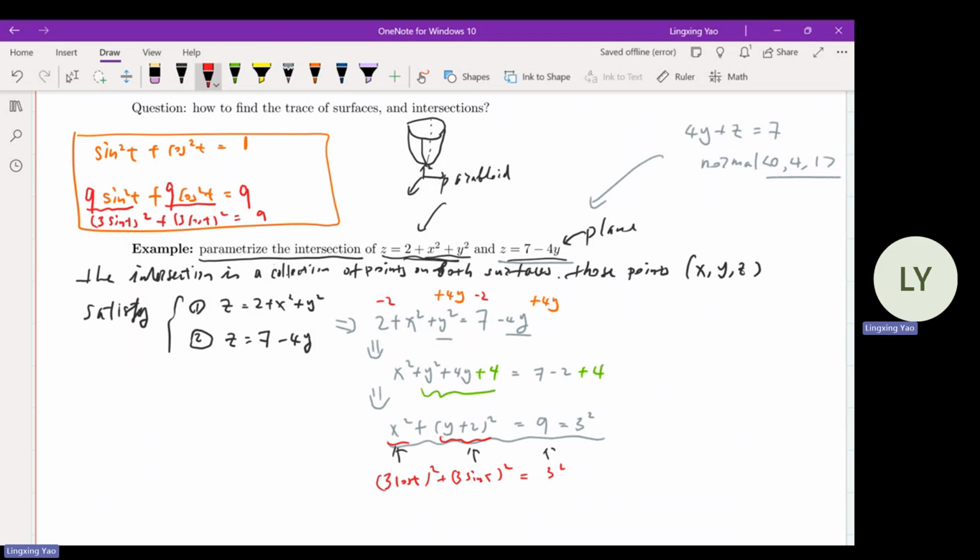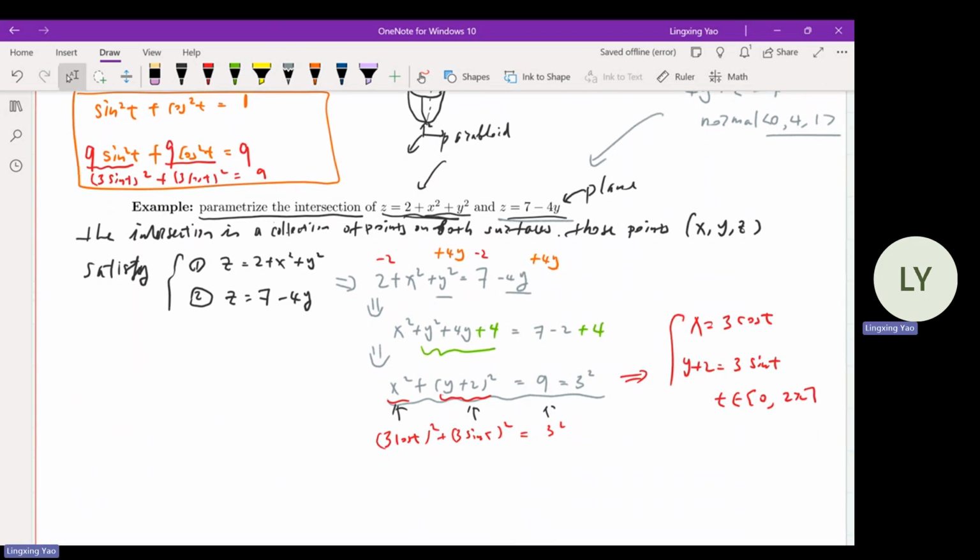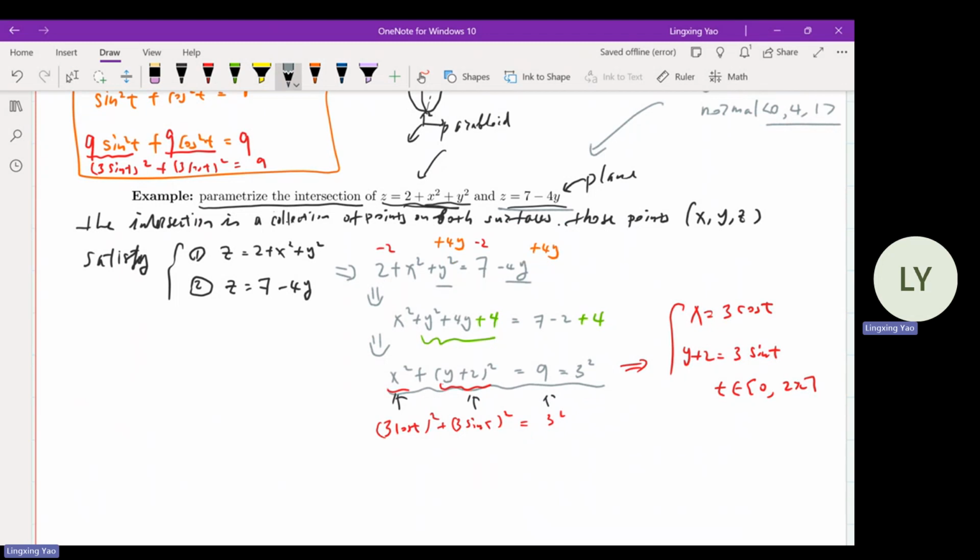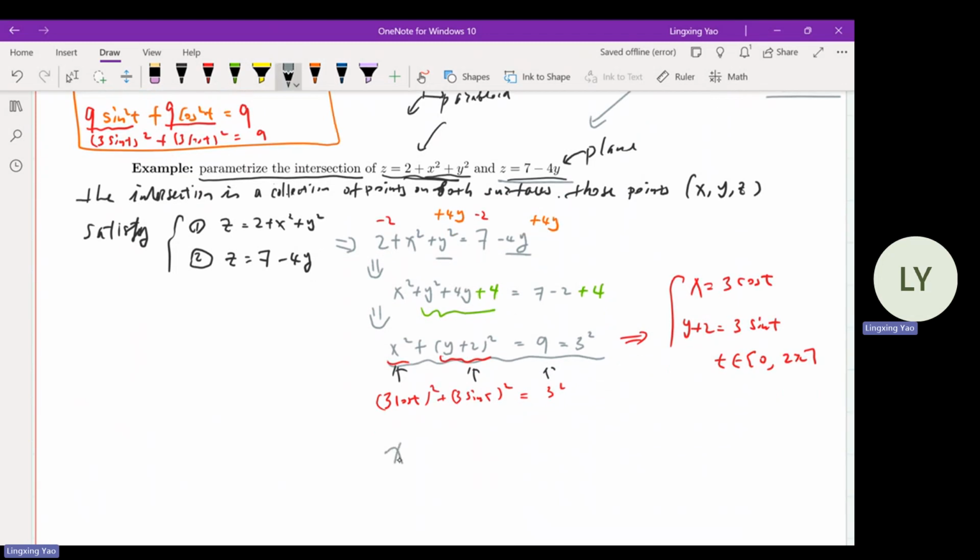So the idea is x is 3 times cosine t, and y plus 2 is 3 times sine t. And here, obviously, t is chosen from 0 to 2 pi. It's one period. Okay, so with those two, the actual parameterization we are looking for is x equals 3 cosine t, and y equals negative 2 plus 3 times sine t.